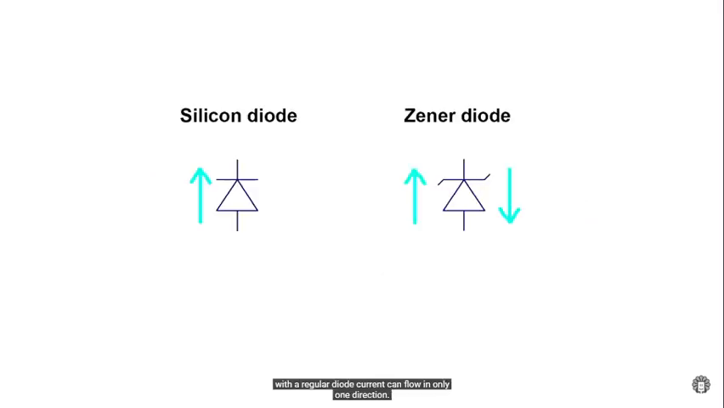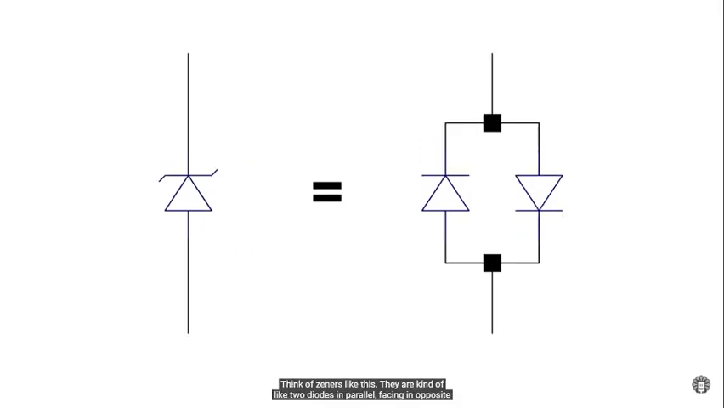Well, with a regular diode, current can only flow in one direction. But Zener diodes can actually allow current to flow in both directions. This may sound confusing at first because the whole point of a diode is to only allow forward current, but I promise you they are useful. Think of Zeners like this. They're kind of like two diodes in parallel, facing in opposite directions, each with different voltage drops.